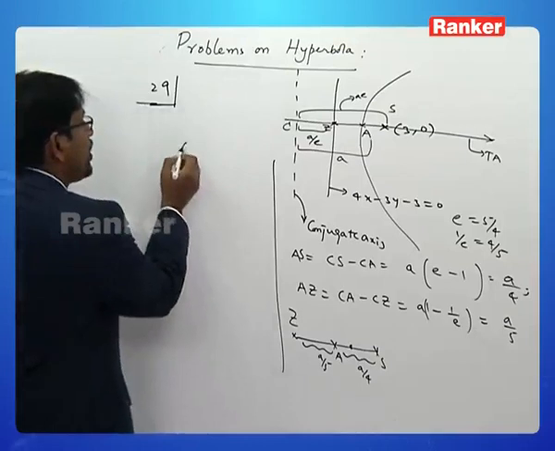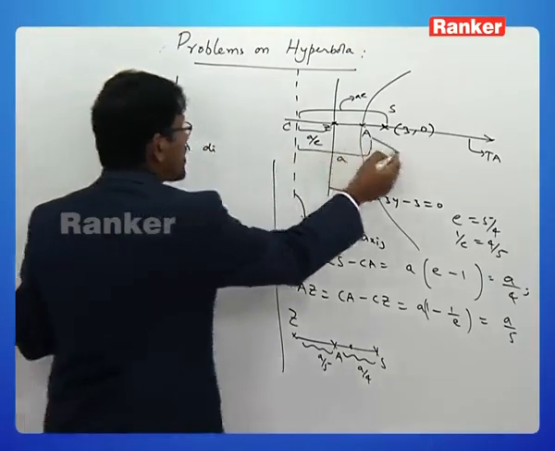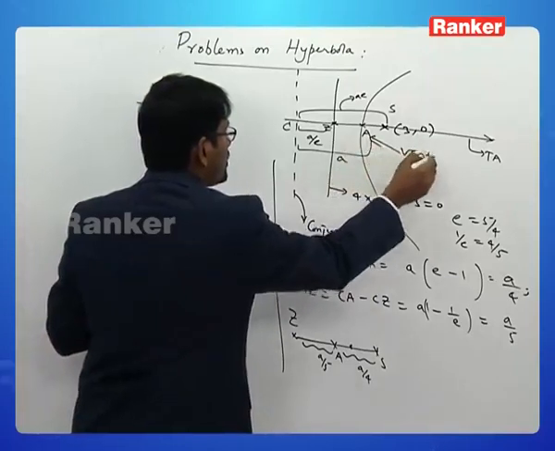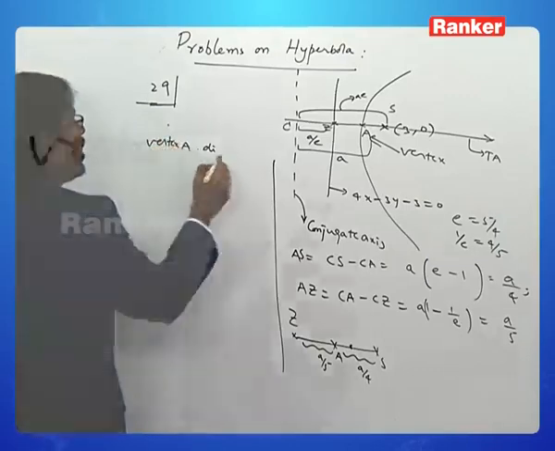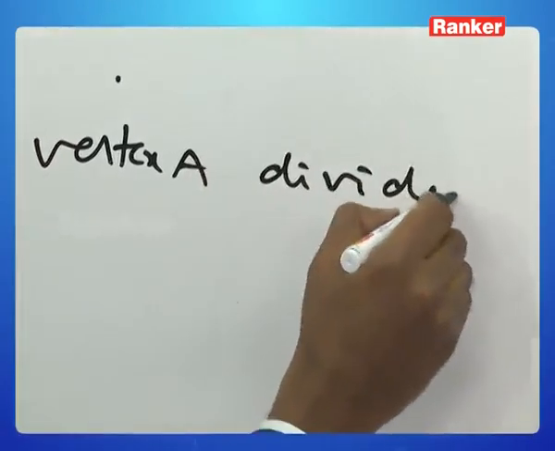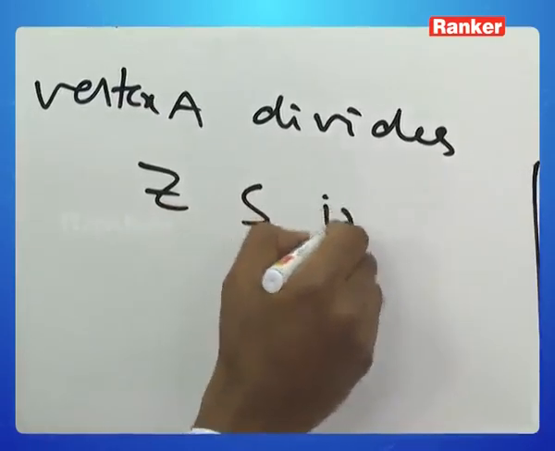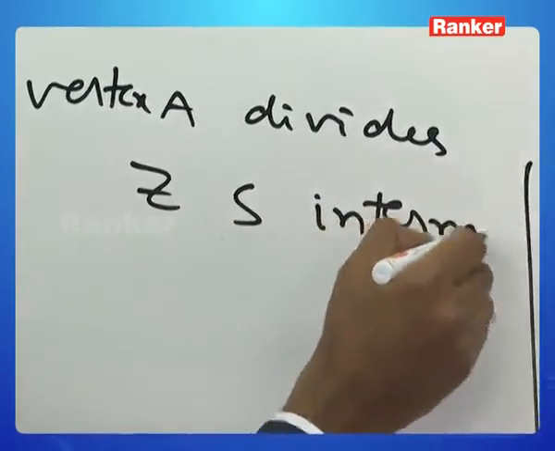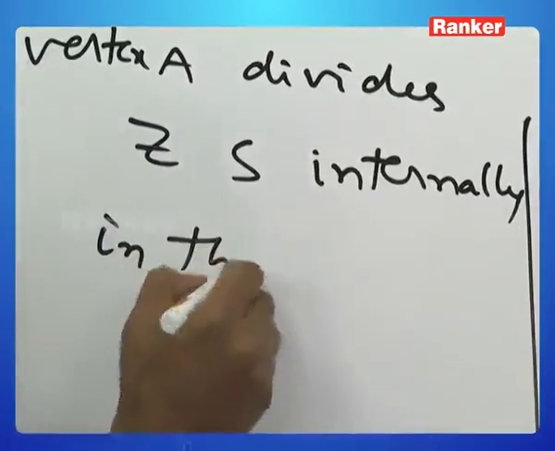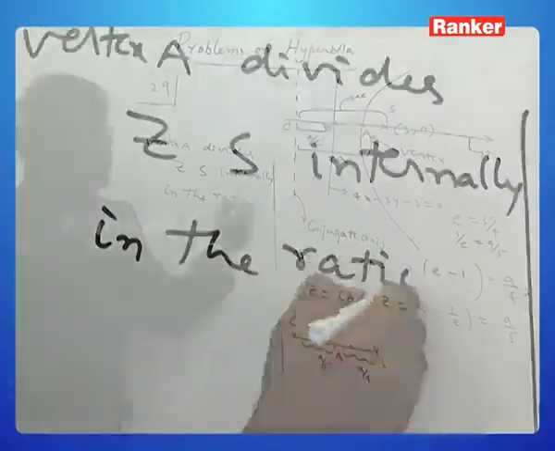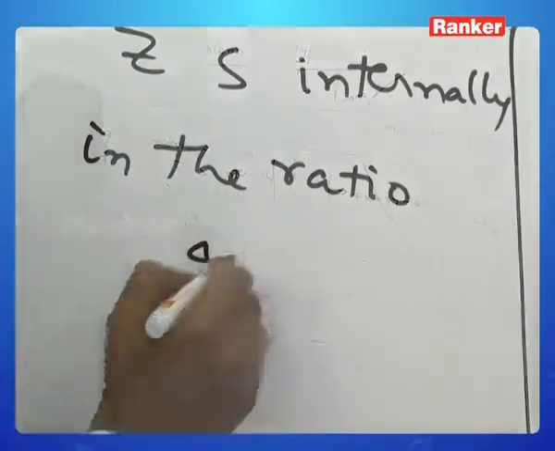ZS. Therefore the vertex A divides ZS internally in the ratio 4:5. 1 by 5 is to 1 by 4, that makes it 4:5.